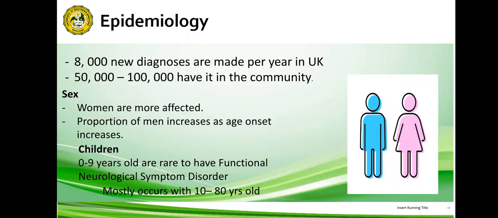So moving on to its epidemiology, 8,000 new diagnoses are made per year in the UK, and 50,000 to 100,000 have it in the community. So sa sex naman, mostly ang mga babae ang mas maapektuhan sa disorder na to, and the proportion of men increases as age of onset increases. And sa children naman, 0 to 9 years old are rare to have functional neurological symptom disorder. And mostly, ang disorder na ito occurs with 10 to 80 years old.